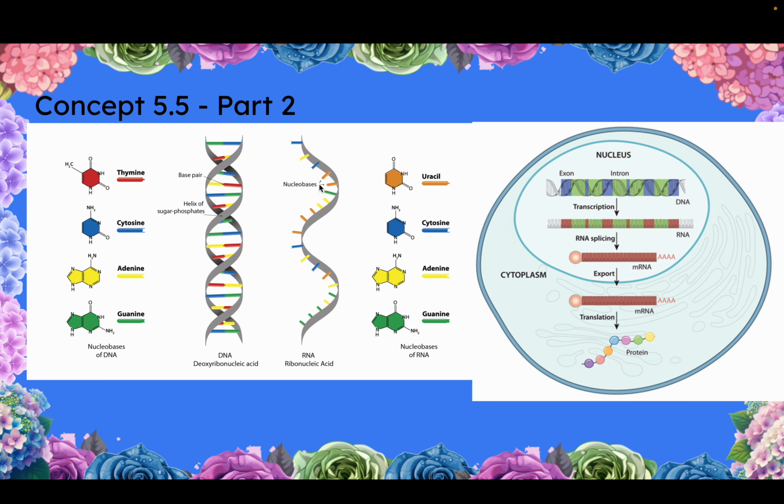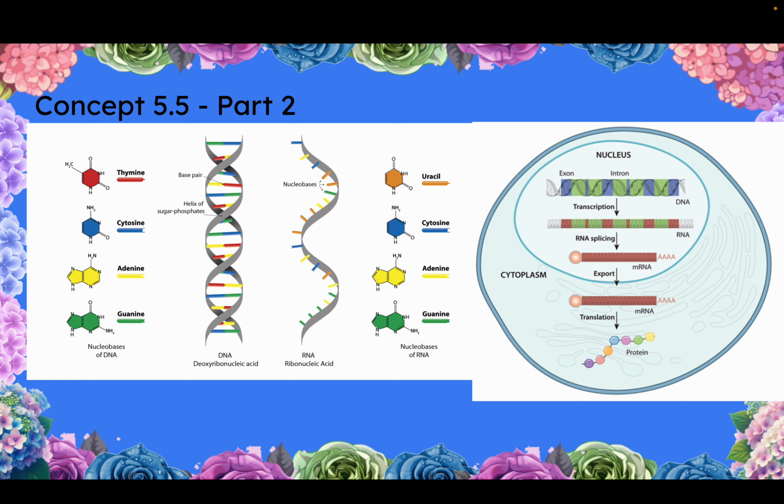With DNA, you have adenine, cytosine, guanine, and thymine. Adenine goes with thymine, cytosine goes with guanine. With RNA, you have uracil, cytosine, adenine, and guanine. Uracil goes with adenine, cytosine goes with guanine. With DNA, you have 2 strands, and with RNA, you have 1 strand. DNA is a double helix, and RNA is a single helix. And then the anti-parallel, yeah.